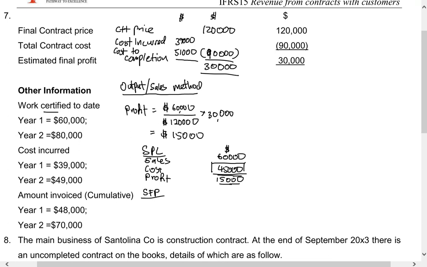SFP. SFP starts with cost incurred to date. Total to date: 39 or 45? Just follow the term here. Cost incurred to date, 39. You don't take 45.